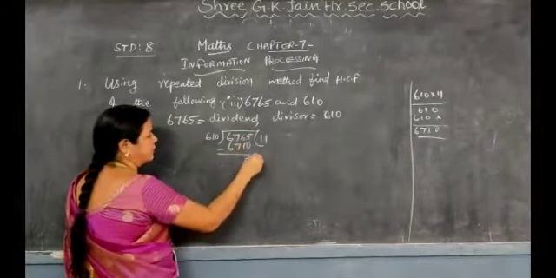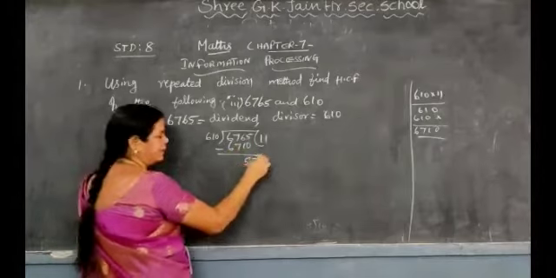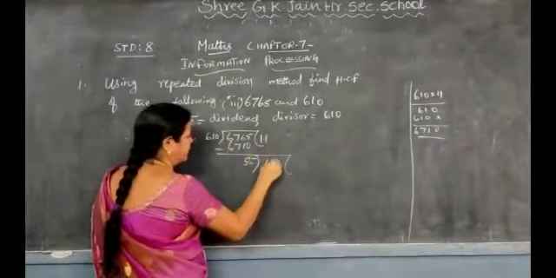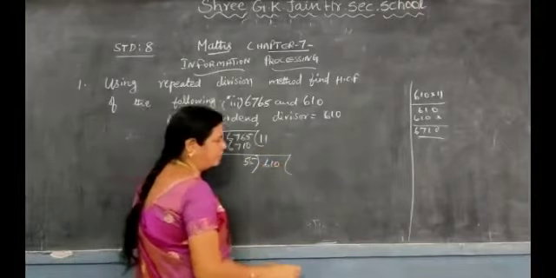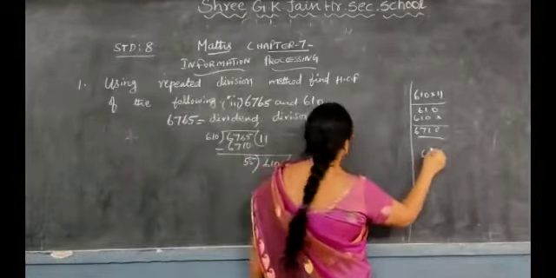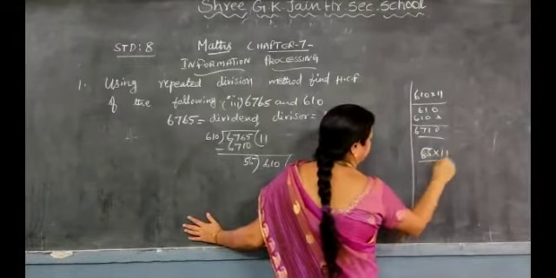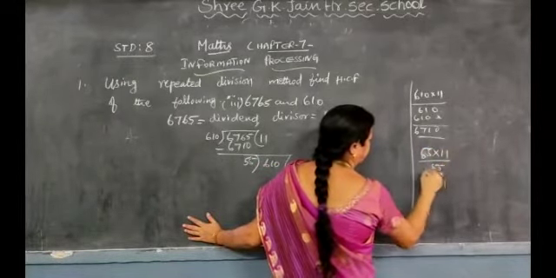So 0, 0 only. So the answer will become the divisor and the divisor will become the dividend, 610. And this also how many times? See 600, and you will take 55 into 11. 55.